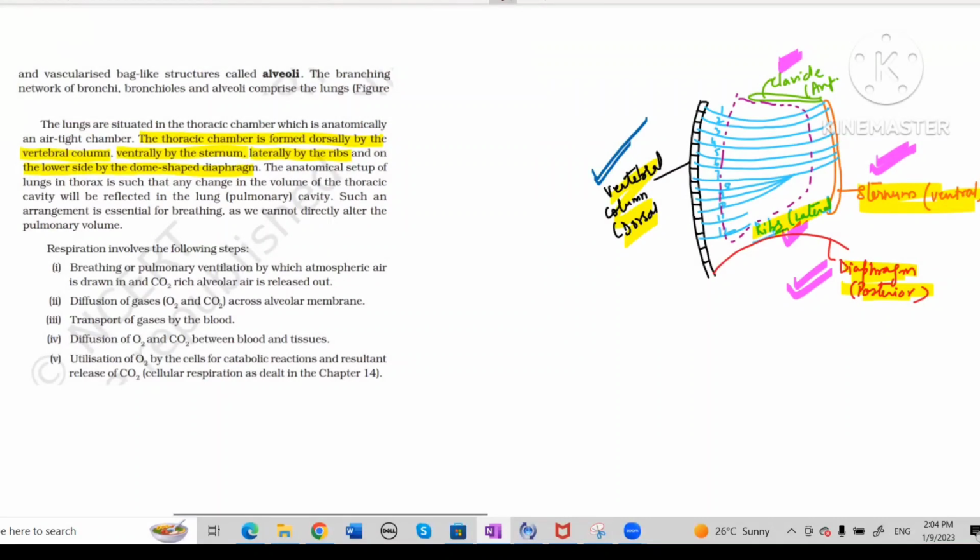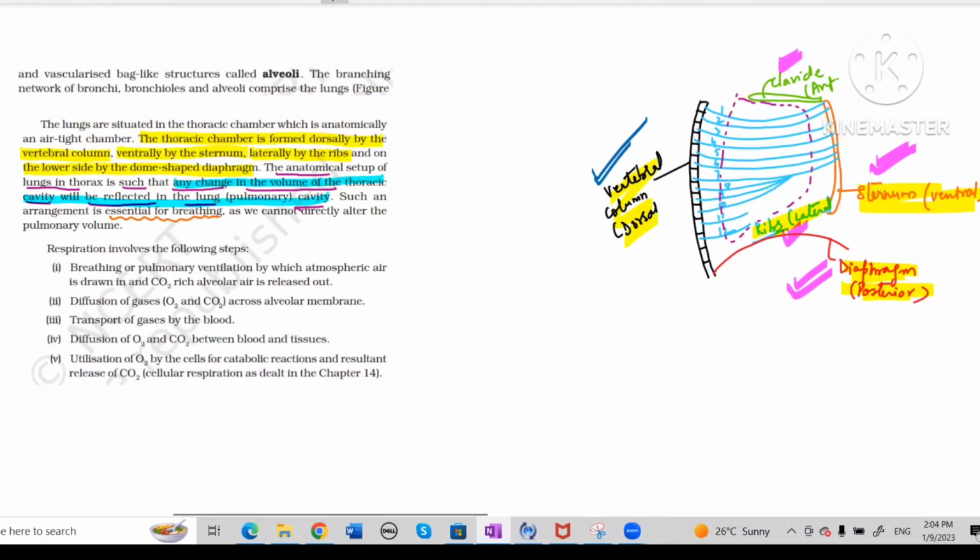The anatomical setup of the lungs in the thoracic cavity is such that any change in the volume of the thoracic cavity will obviously be reflected in the lung cavity also. And this arrangement is necessary for breathing. Otherwise, we cannot alter the pulmonary volume.